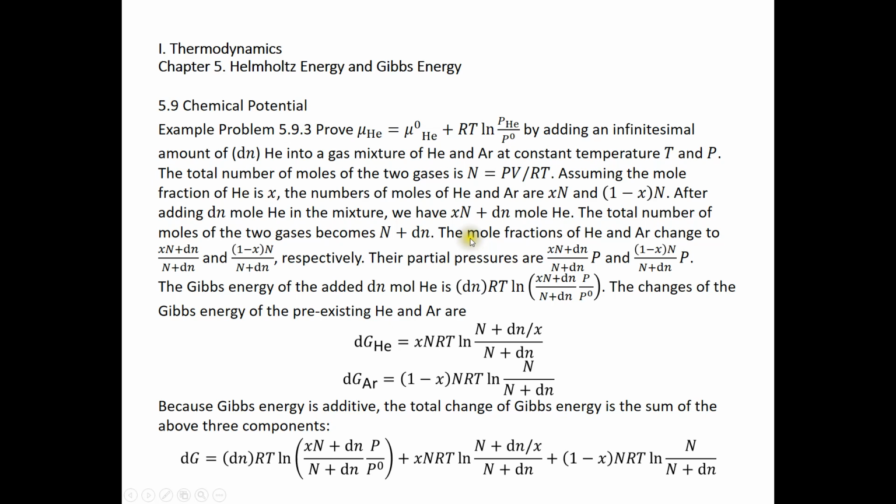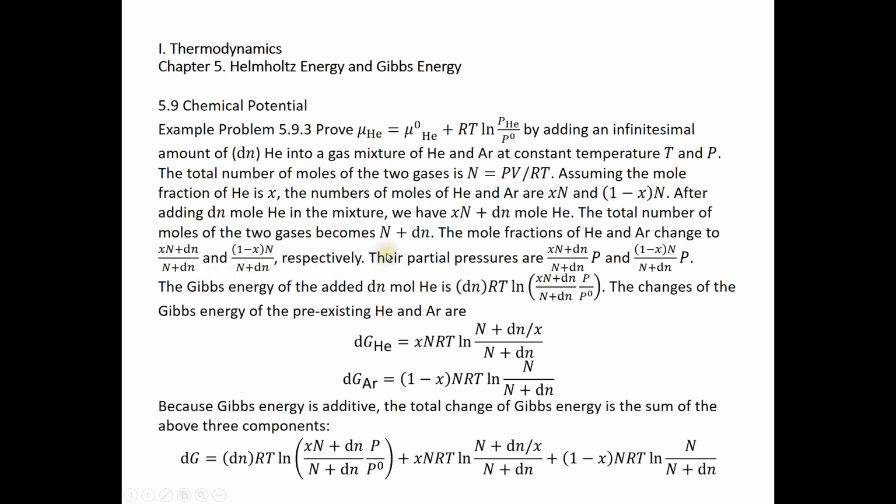The mole fractions of helium and argon change to these two different expressions, and their partial pressures are this times P and this times P. Again, pressure remains unchanged after the addition of the infinitesimal amount of helium. Now let's look at the Gibbs energy change of the entire system.